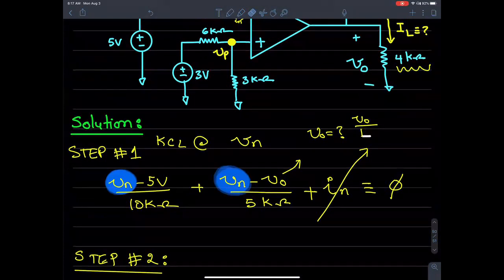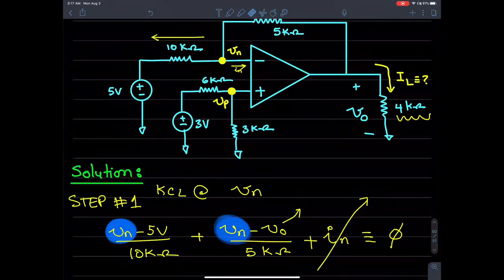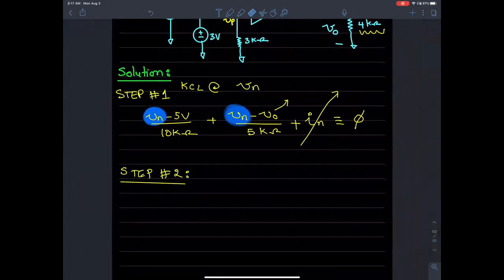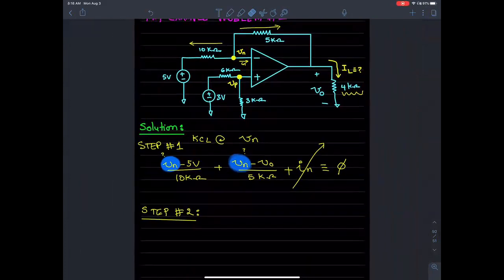That's my strategy, right? In order for me to be able to find IL, I want to find out V naught. Once I have V naught, I simply divide it by the resistance to get a value for IL. So the point is, at step 1, if I knew the value for Vn, then finding out V naught is simply a matter of algebra manipulation. So how do you think we can find Vn?